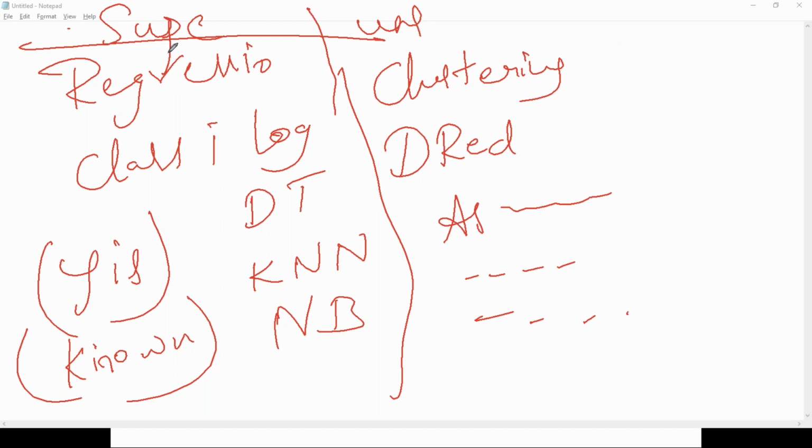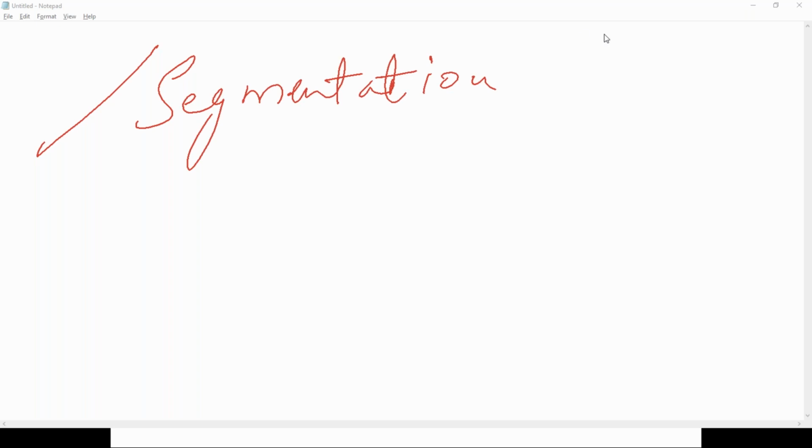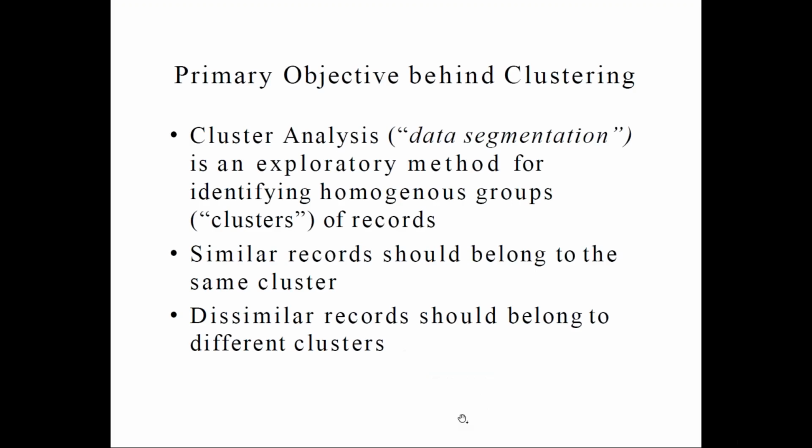We are going to discuss clustering today. We have completed regression and one classification algorithm, that is logistic regression. Today we are going to discuss a topic called clustering. This is also called segmentation. We'll try to complete the theory part with respect to segmentation today. In tomorrow's session, we'll try to implement the segmentation or clustering part.